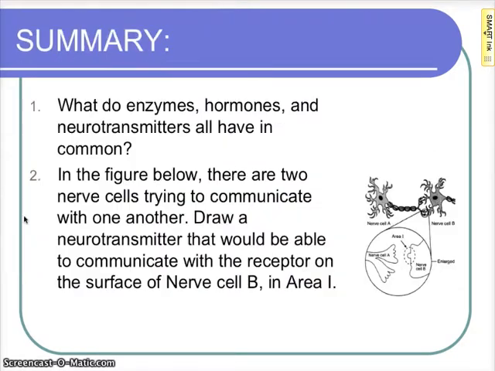So let's do a quick summary. 2 questions. Number 1, what do enzymes, hormones, and neurotransmitters have in common? And number 2, looking at this picture, draw a neurotransmitter that would be able to communicate with the receptor on the surface of nerve cell B in area 1. Take a moment and answer those 2 questions now.